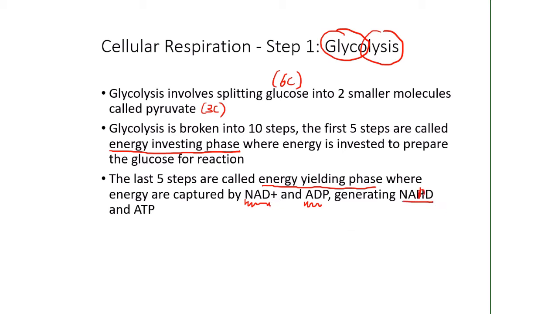This is a typo here. I'm sorry, I'll change it in the PowerPoint that I post. It will be converted into NADH, which will shuttle the electron to the electron transport chain, and some of the energy will be used to add the phosphate group to ADP, therefore creating ATP.